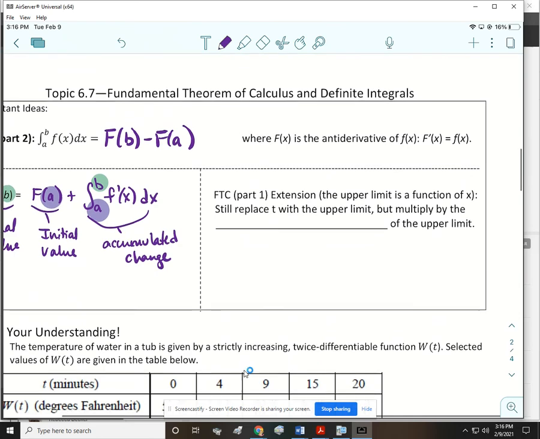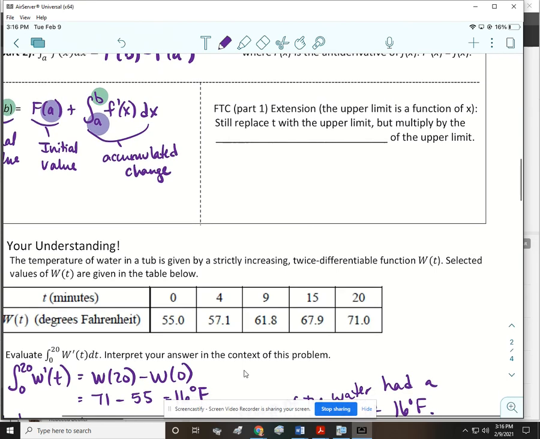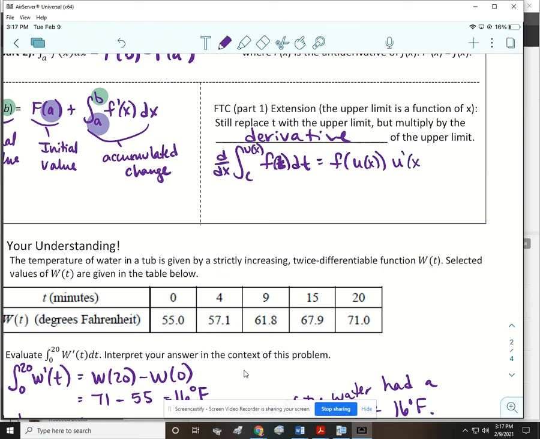Just depending on if we have time in class, we may do the rest of that, but I want to show you this extension to the fundamental theorem of calculus part 1. So if the upper limit is a function of x, so it's not just x, we're still going to replace t with that upper limit, but we have to multiply by the derivative of the upper limit. So this is what I'm talking about. We have the first fundamental theorem of calculus is the derivative of an accumulation function. But this one, that upper limit is not just x. So we're still going to take whatever that is. I'm sorry, this should be t. We're still going to take whatever that is and put it in for your t. But then we have to multiply by the derivative of that.